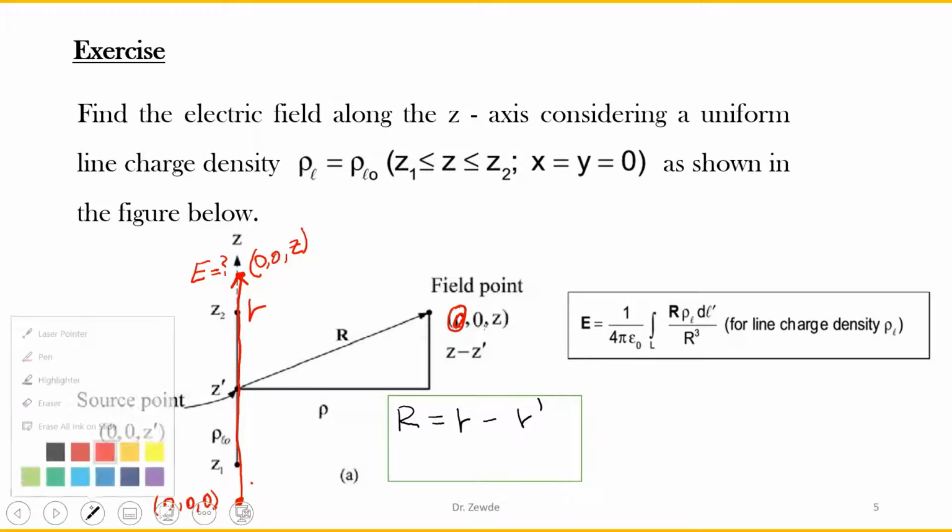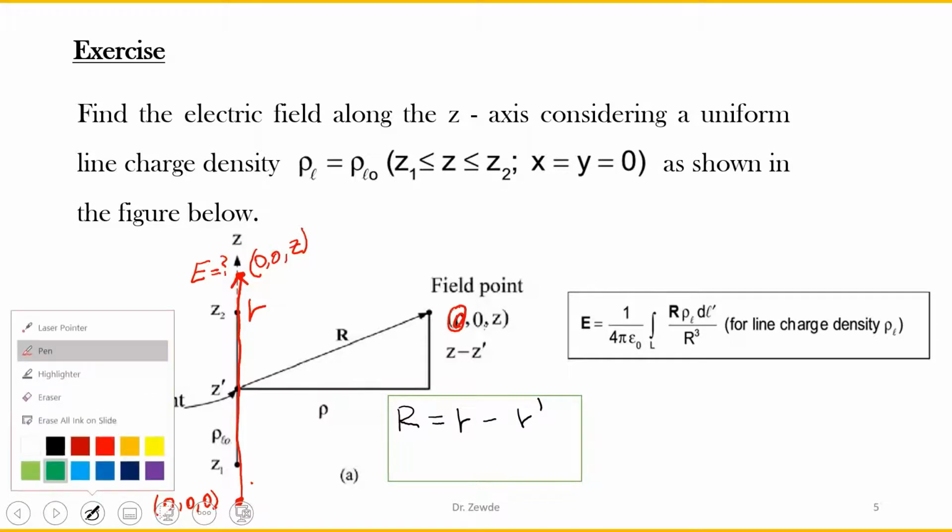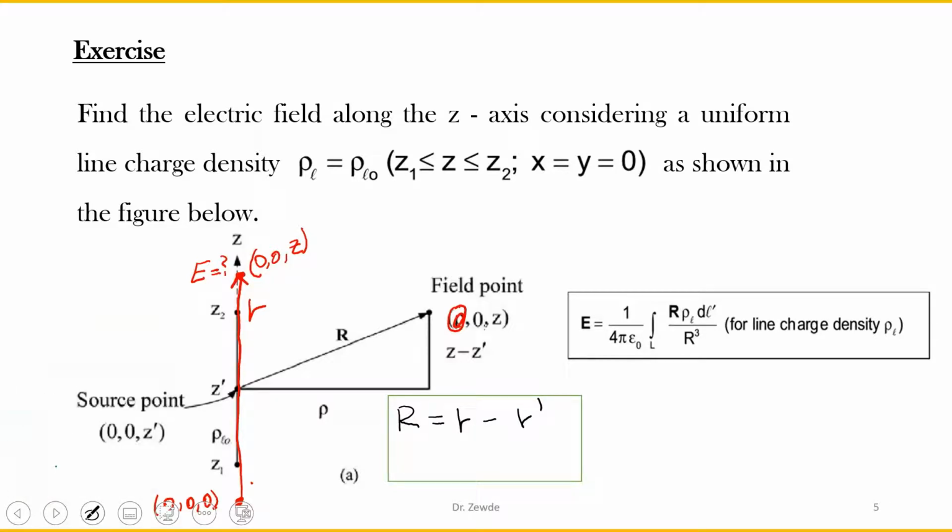Now r prime, let me use a different color. R prime is the vector, again, between the origin and the source point. So the source point z prime is somewhere here. So again, from the origin to the source point, we have r prime. So the vector R, the uppercase R, is r minus r prime.